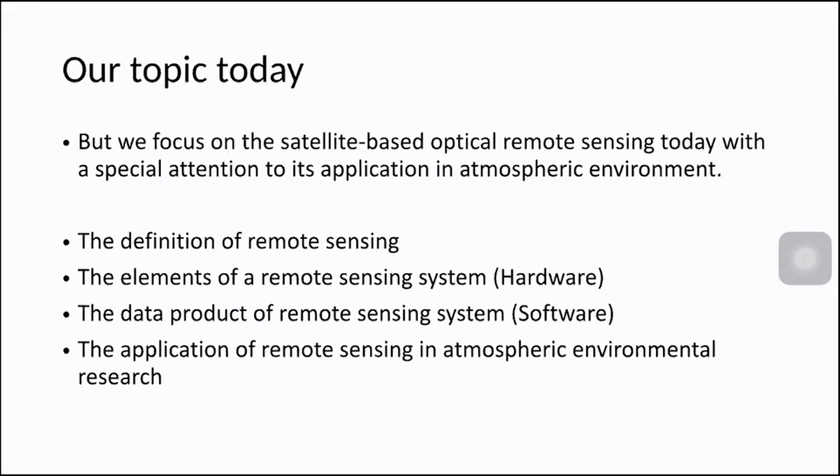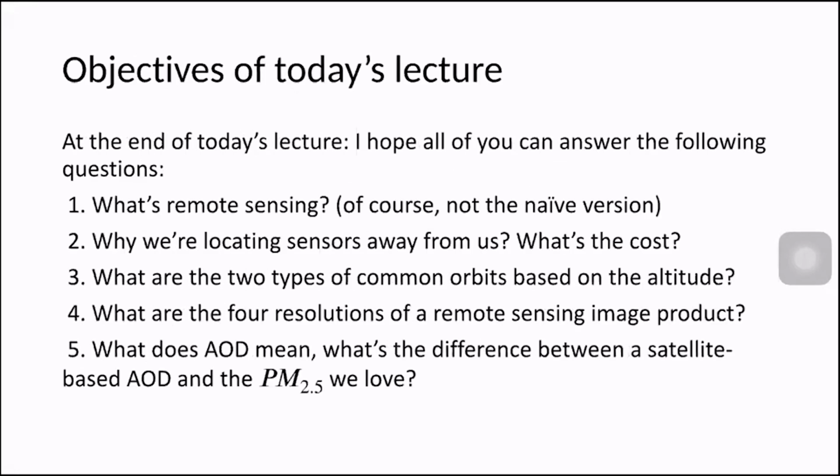Okay, and I hope you can answer this question. What's remote sensing? But not the naive version, the sensing remotely. You need to know the definition of it. Why are we trying to locate the sensor away from us? Because for satellites, we need to invest billions of dollars to lift the sensor to hundreds of miles away from us.